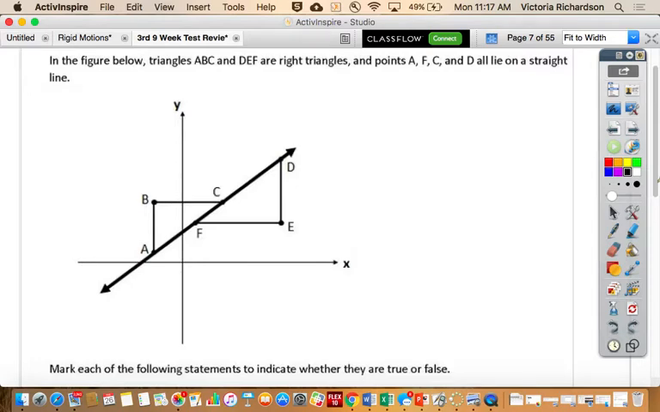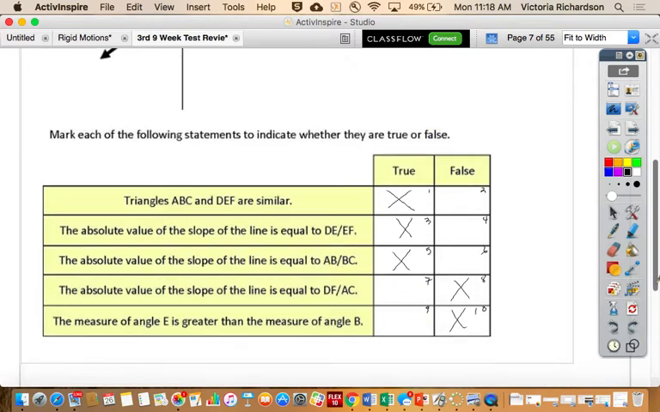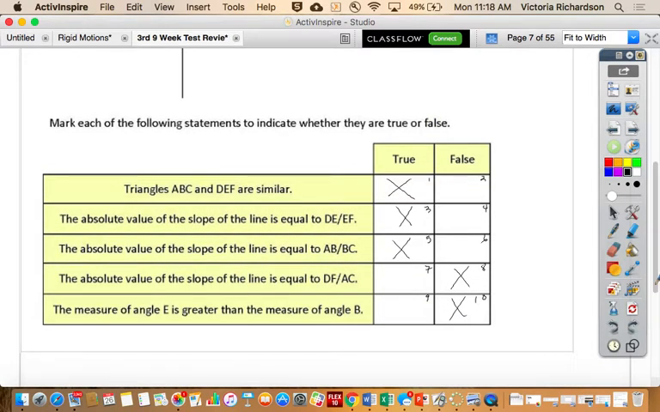Slope. Very good. They all have the same slope, so both of these triangles have the exact same slope. This one has the same slope as this one. One is just turned one way and the other's turned the other way. So it says, mark each of the following statements to indicate whether they are true or false.